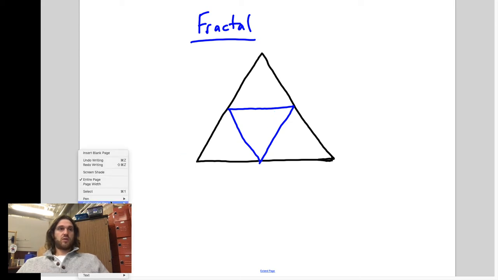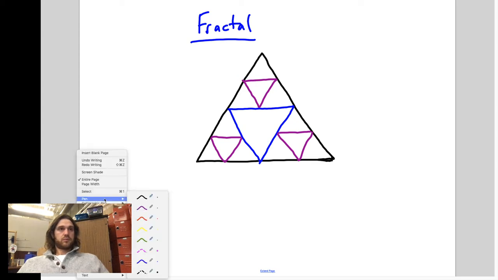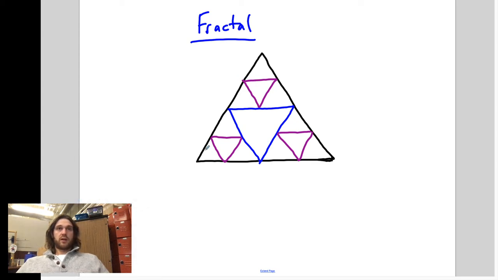In those 3 upward pointing triangles, I'm going to repeat the process that I just did. I'm going to cut it in half, connect to the middle, so on and so forth. And then we can go again. So feel free to fast forward and skip ahead. I'm changing colors each time. You do not have to. I think it makes it a little more enjoyable to look at when you're done.